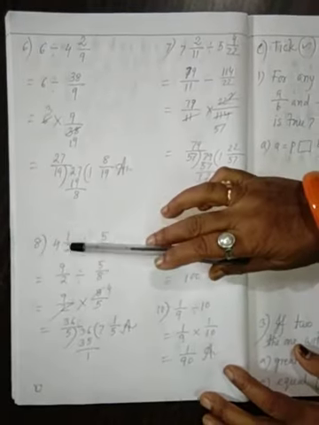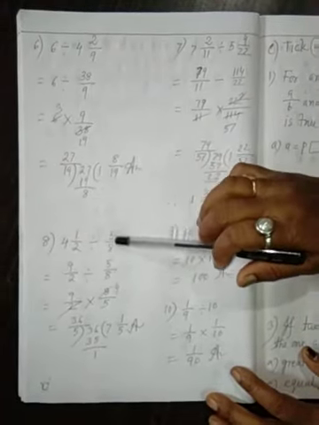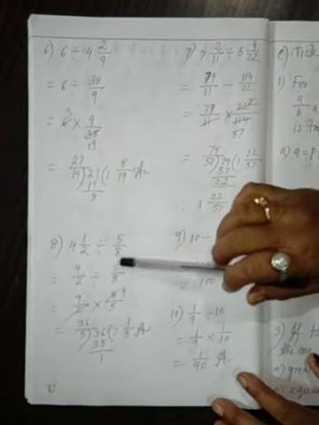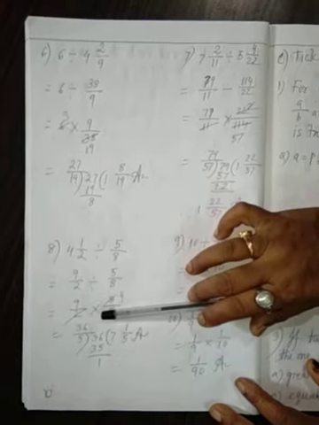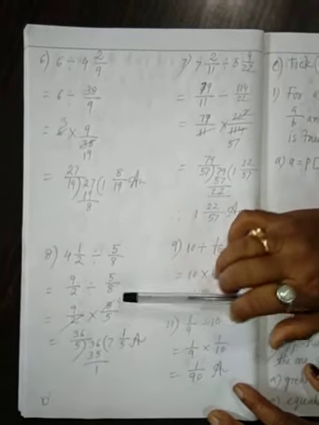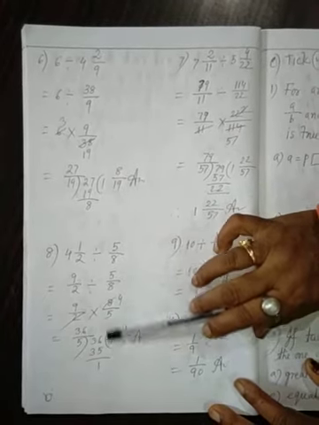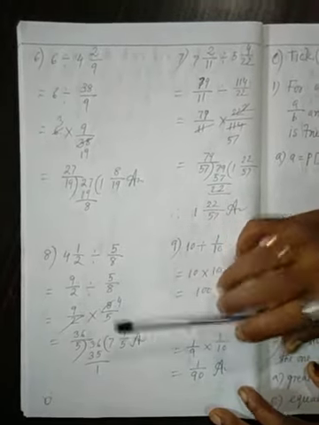7. 4 1 by 2 divided by 5 by 8. 4 2s are 8 plus 1 is 9 by 2, divided by 5 by 8. That is 9 by 2 into 8 by 5. 2 4s are 8, 4 9s are 36 by 5. 5 7s are 35, so the answer is 7 1 by 5.